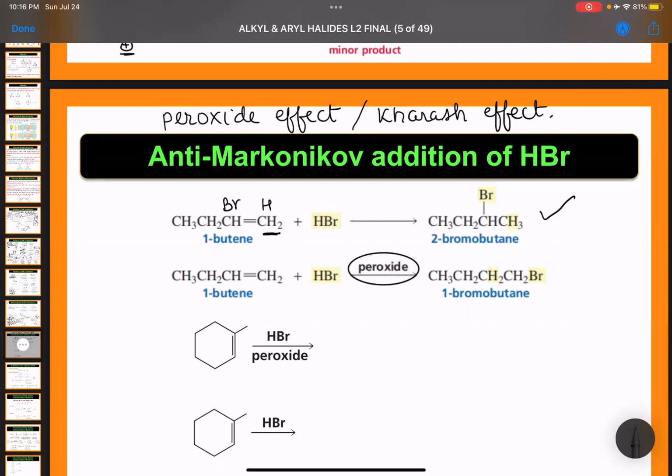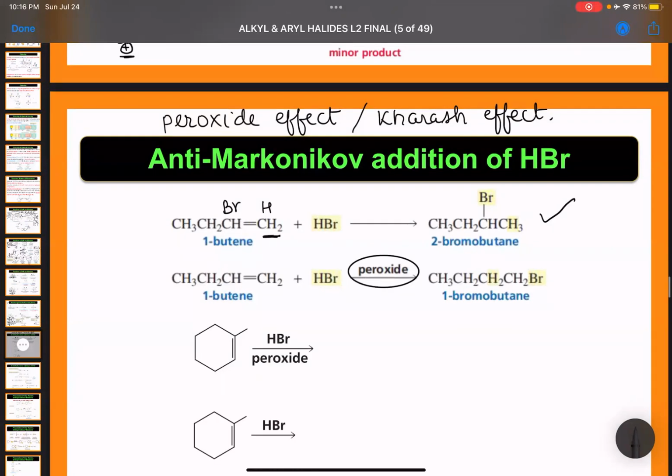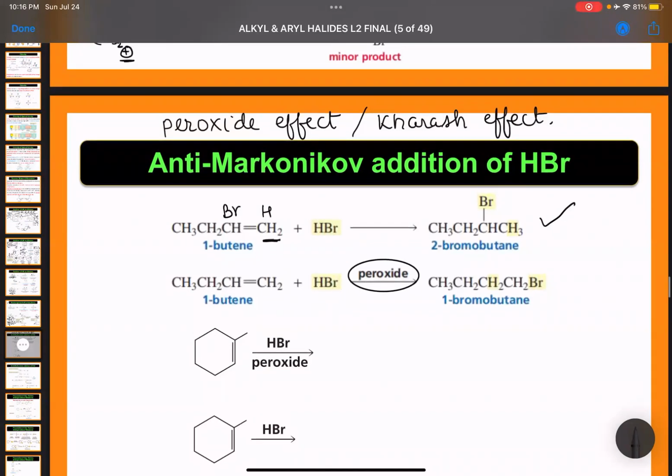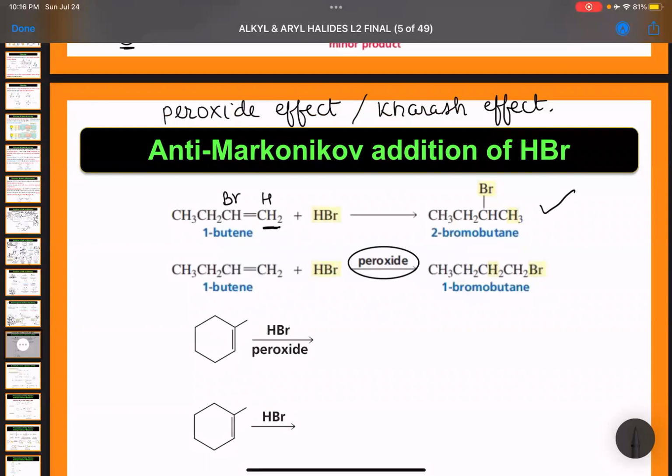Okay, clear? So which peroxide do you choose? That's why it is known as the peroxide effect. And only HBr shows the peroxide effect. That also we will discuss, why only HBr shows. Right, Pavitra? Is it clear? Yes, sir. Good. So only HBr shows the peroxide effect. It means it is adding in a reverse manner, and that too only in the presence of peroxide.